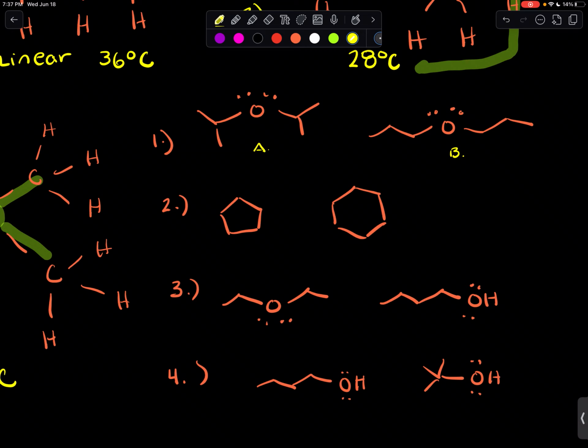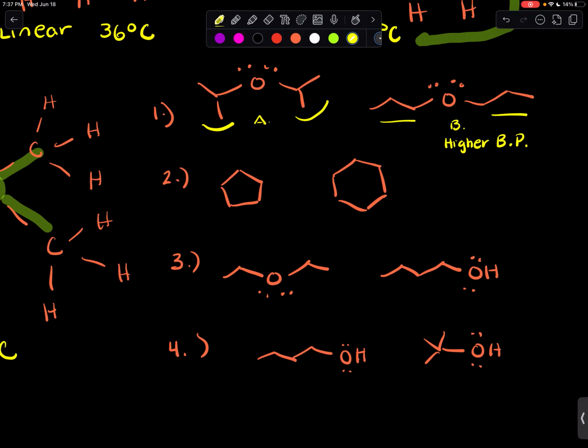One thing I want you to notice is that we see some branching here, and this one doesn't. Going back to the point we were just looking at, the other one is more linear and this one exhibits some branching, so structure B is going to have the higher boiling point.